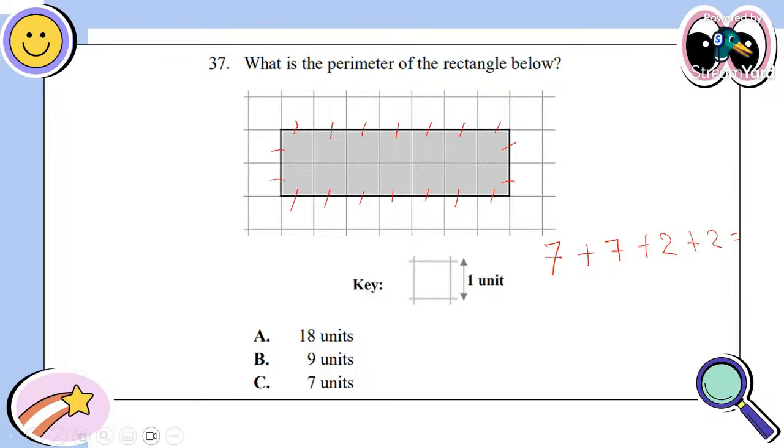So 7 plus 7 is equal to what? 7 plus 7 is equal to 14, plus 2. 14 plus 2 is equal to, thank you guys for helping me, 16. Good job. Plus another 2 is equal to 18. So it will be 18 units. You can think of it whichever way is easier for you. So our answer is 18 units. Good work, guys.